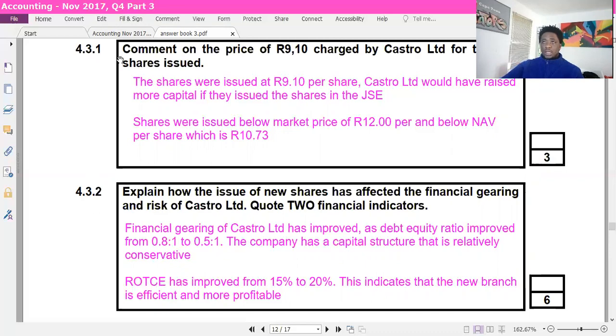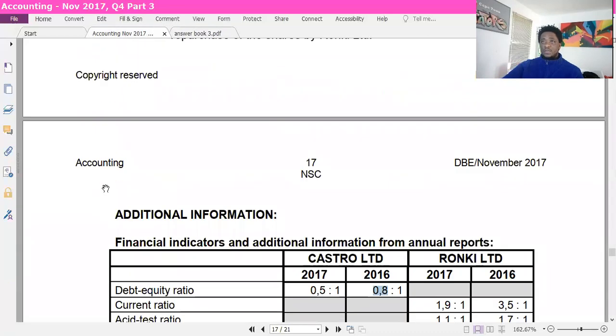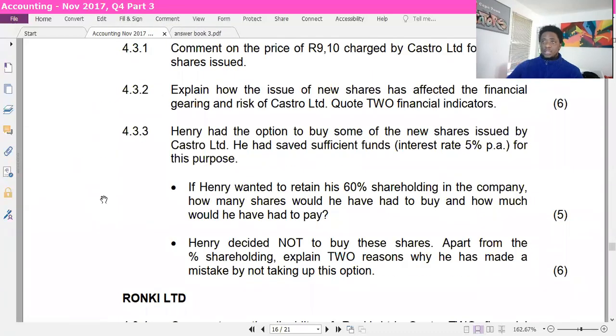Cool. And then moving on to question 4.3.3. So they say Henry had the option to buy some of the new shares issued by Castro Limited. He had sufficient funds at an interest rate of 5% per annum for this purpose.